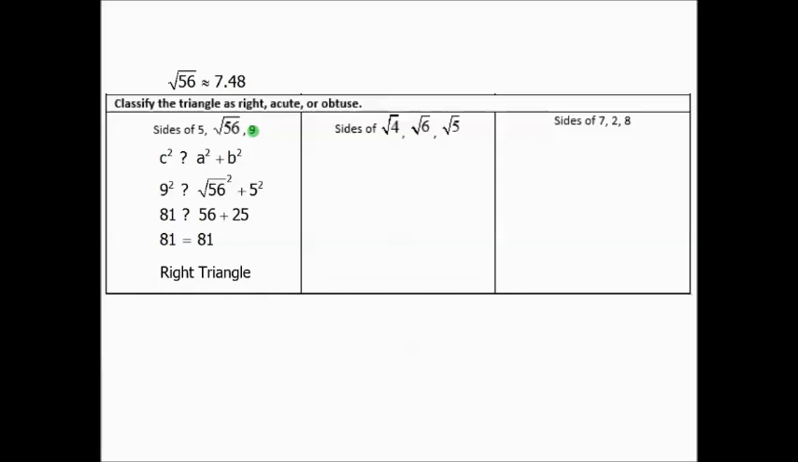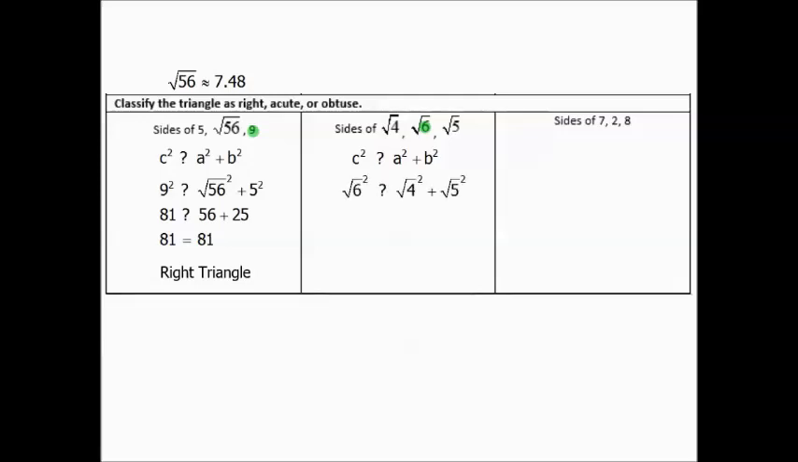Looking at the second example, since all of these are under the square root, I can look and say, well, what's the biggest number under the square root? In this case, it's the square root of 6, because 6 is the largest number. So that would have to be my hypotenuse. I'm going to ask myself, which one is bigger, the left side or the right side? So I'm going to plug it in.